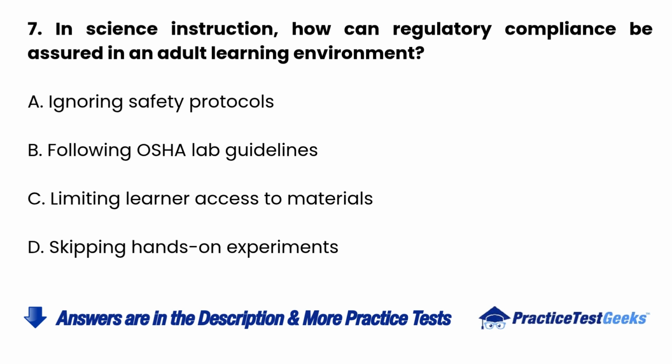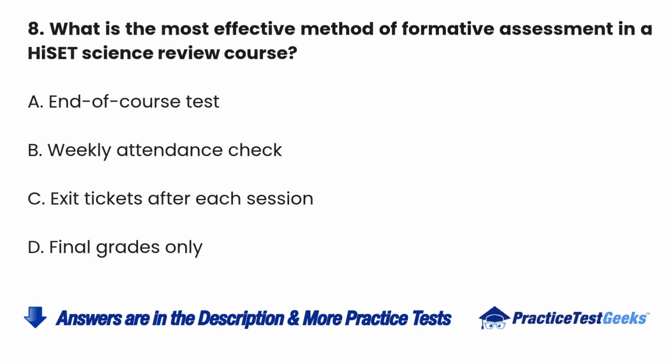7. In science instruction, how can regulatory compliance be assured in an adult learning environment? A. Ignoring safety protocols. B. Following OSHA lab guidelines. C. Limiting learner access to materials. D. Skipping hands-on experiments.